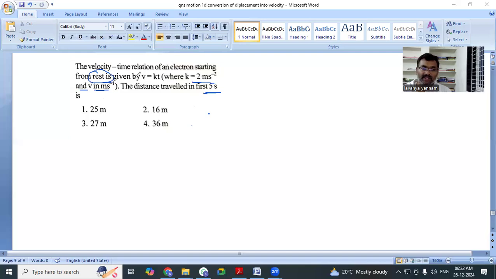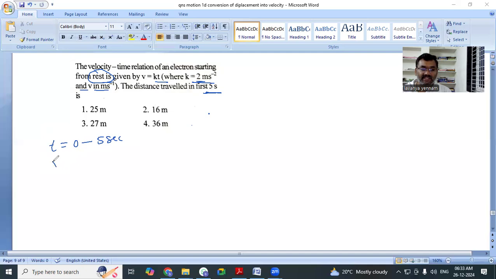Now velocity is changing with respect to the time. Velocity is equal to kT. The k value is 2, they have given. They are asking the distance traveled in the first 5 seconds. That means the time is changing from 0 to 5 seconds.